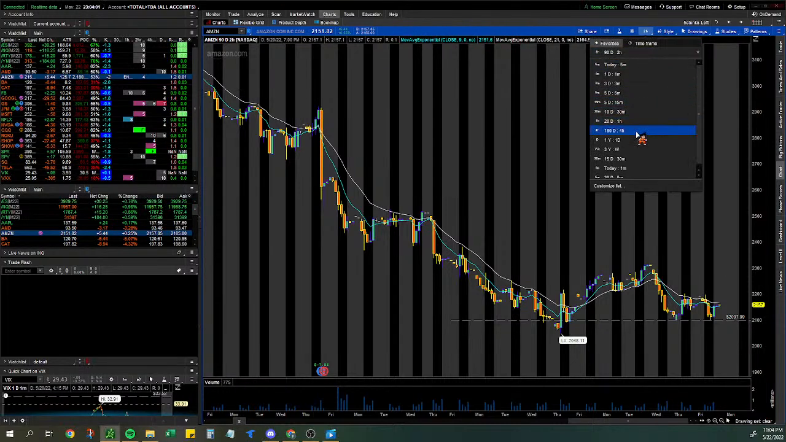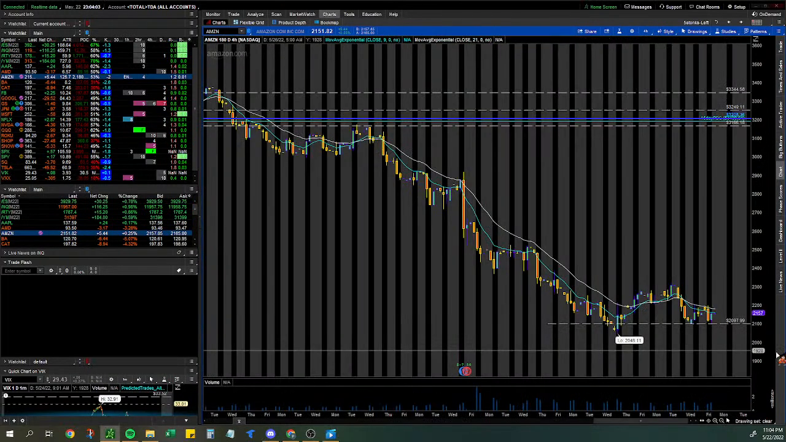Let's look at that 4-hour with the moving averages. Yeah, right back at them. And a little gap up could maybe even get them to flip pre-market. So Amazon's setting up nice, even on the 4 hours, to get back above the means.